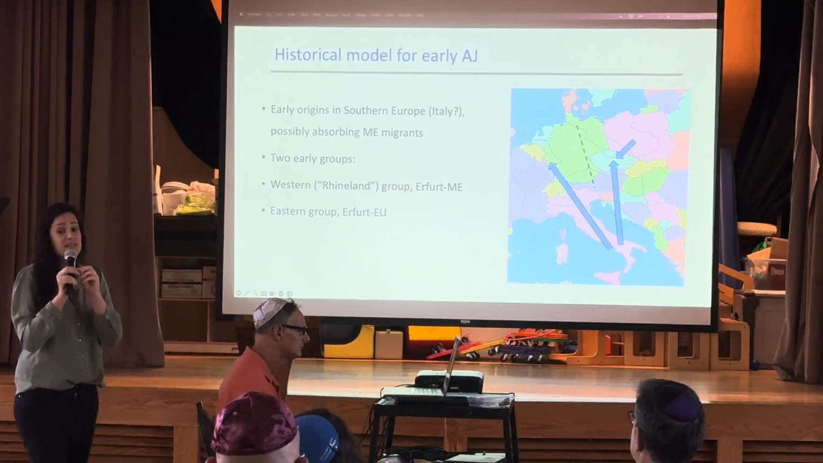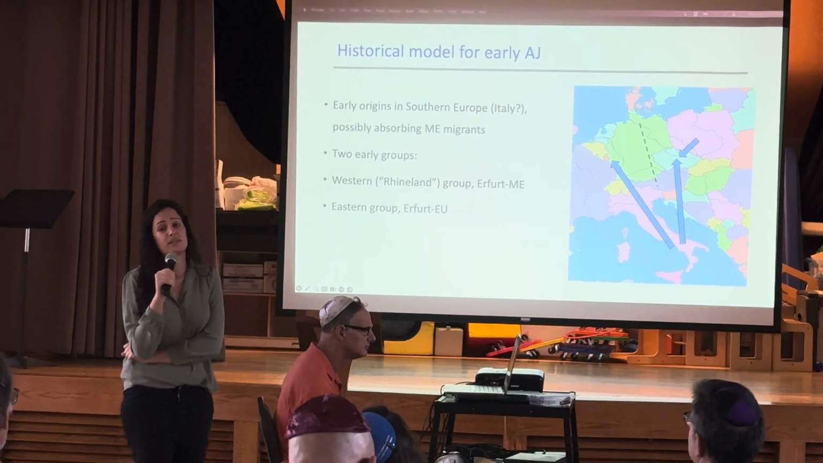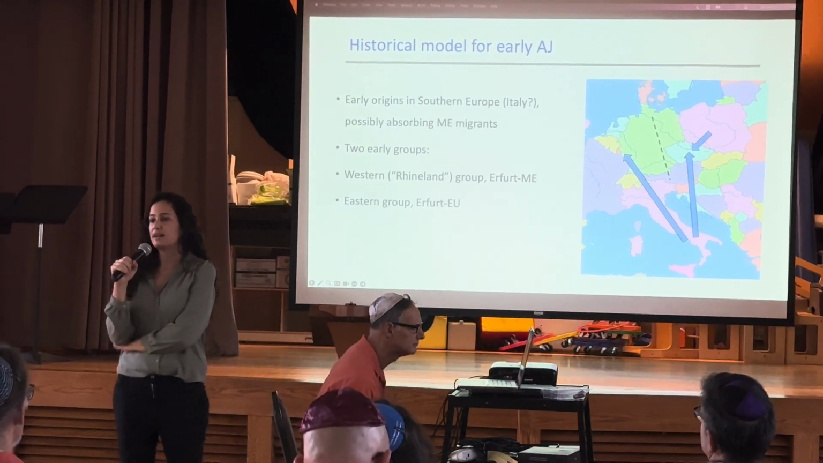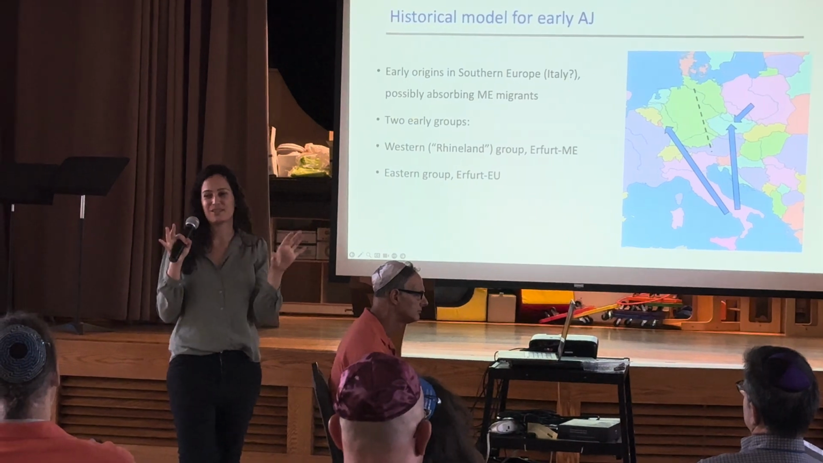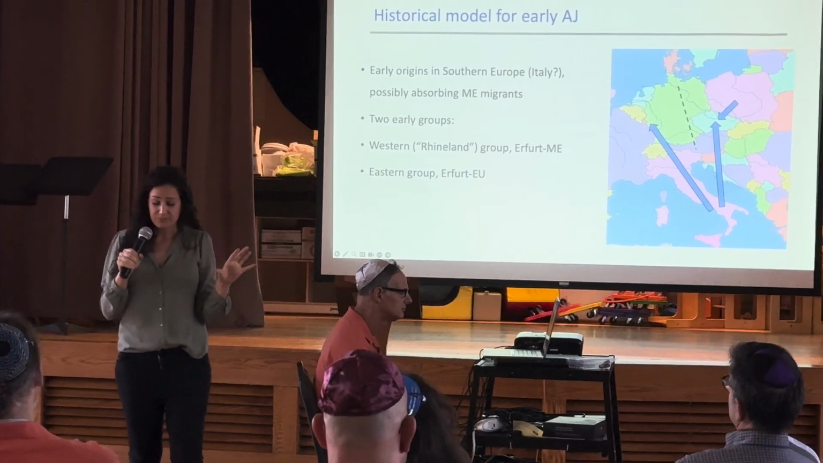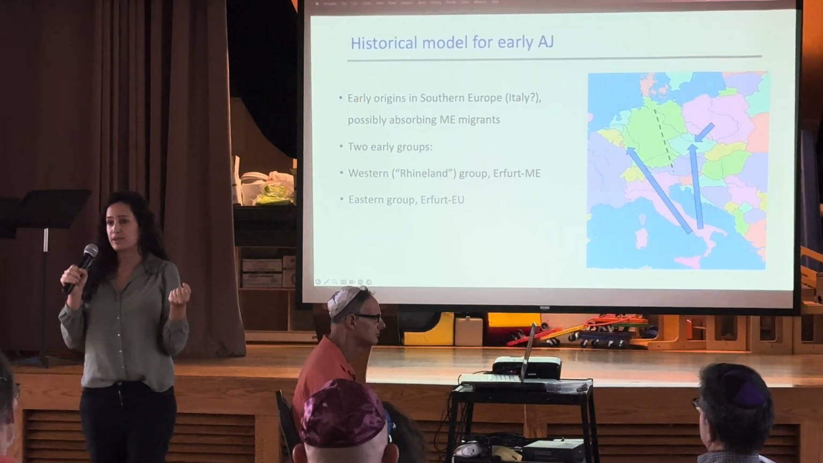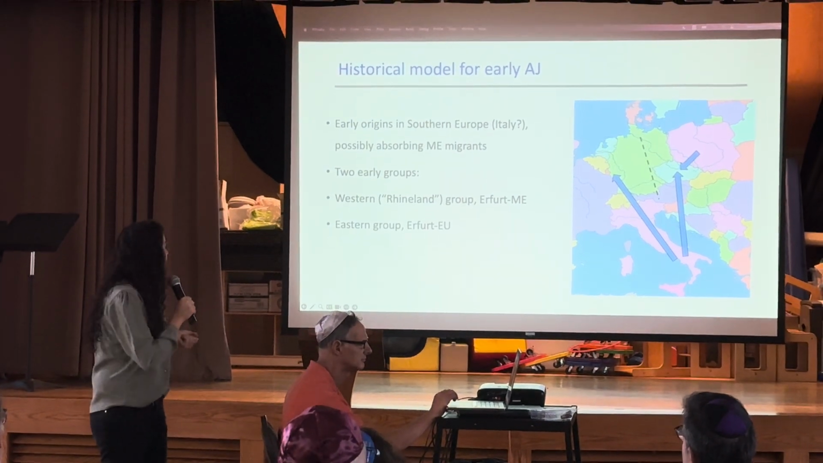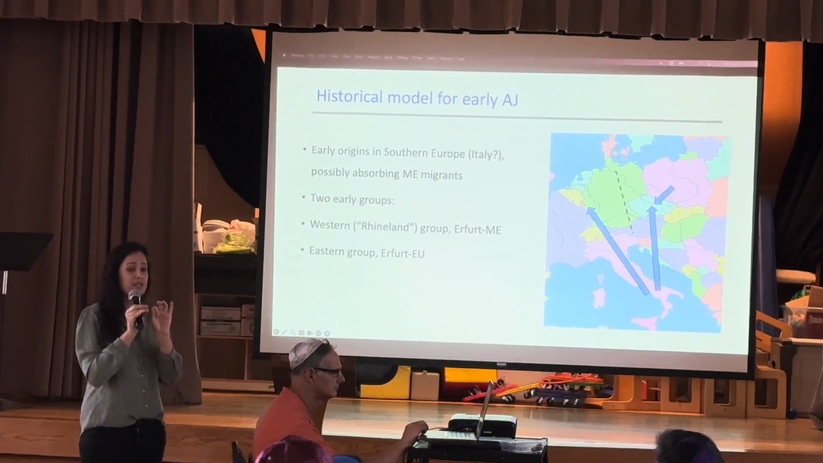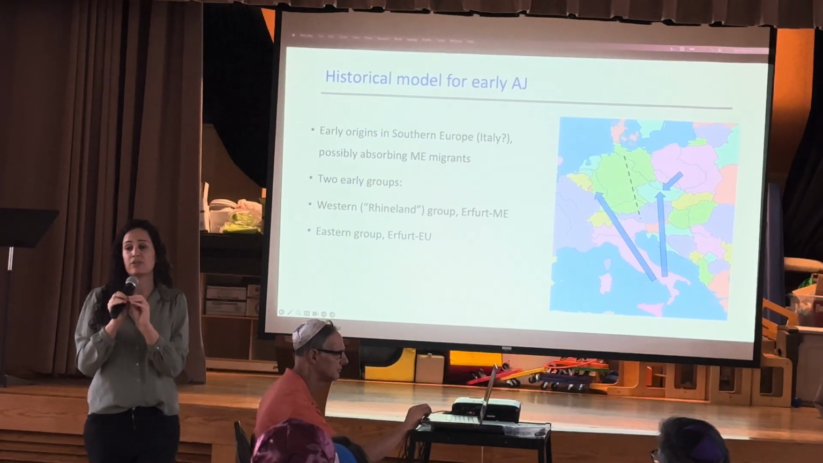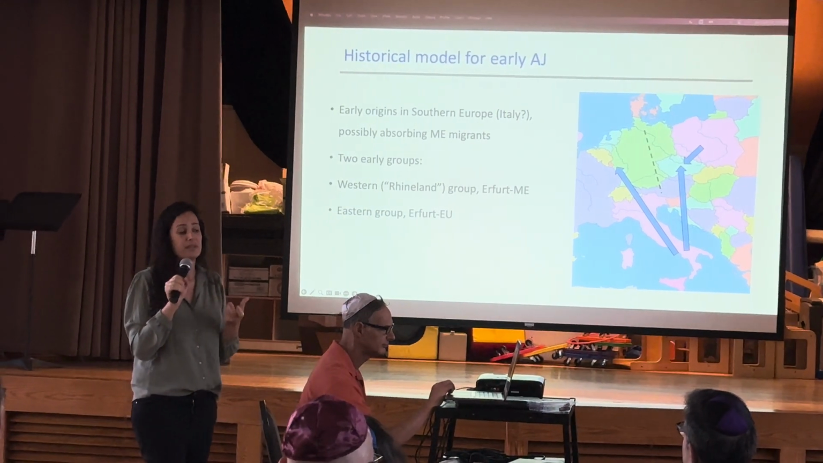And we also detected these two different Jewish groups in one cemetery. We know based on historical records that in medieval times, there were two culturally different Jewish groups in the region. But until today, we didn't have any reason to assume that they were genetically different. Now, based on our findings, we think that these Erfurt EU and Erfurt ME groups may represent these two different cultural groups that were dominant in medieval times.